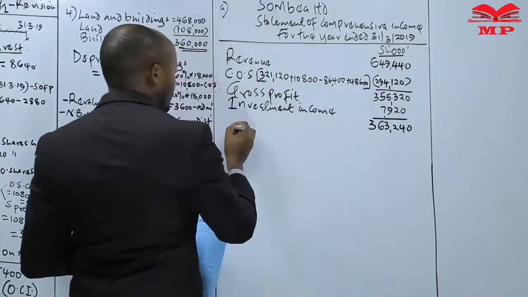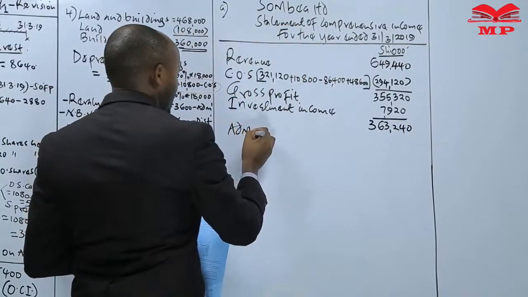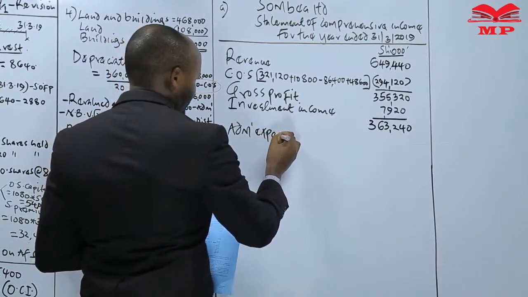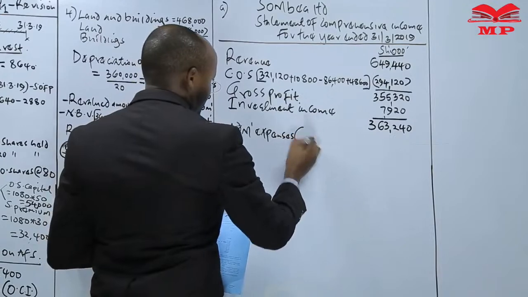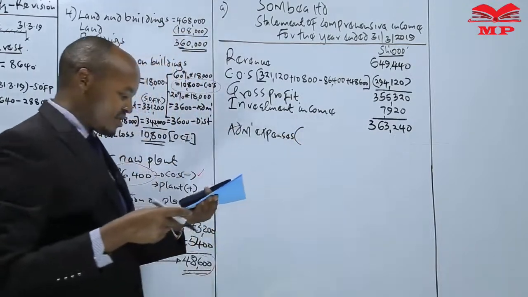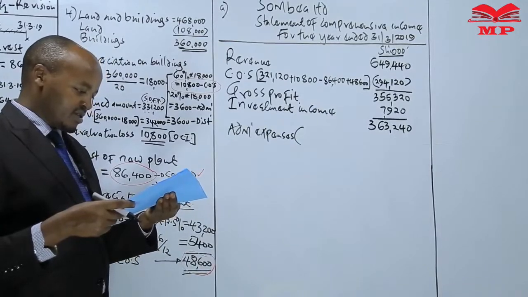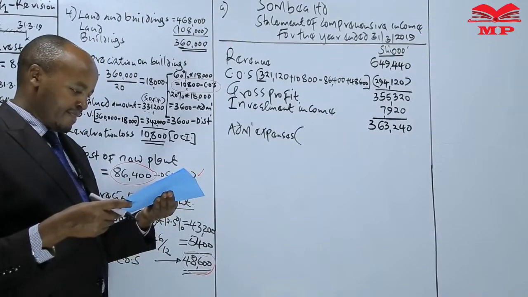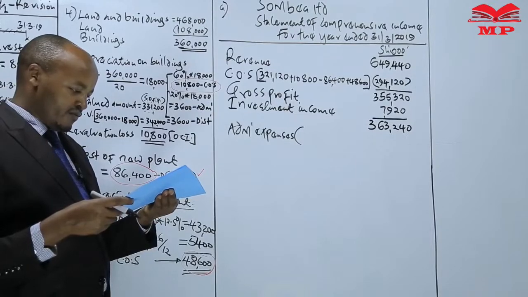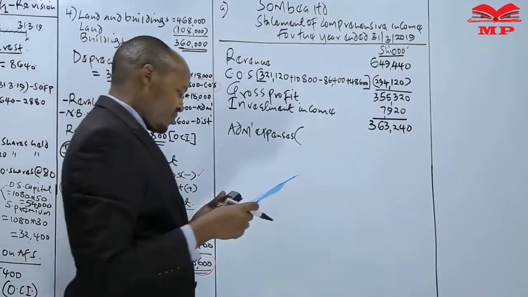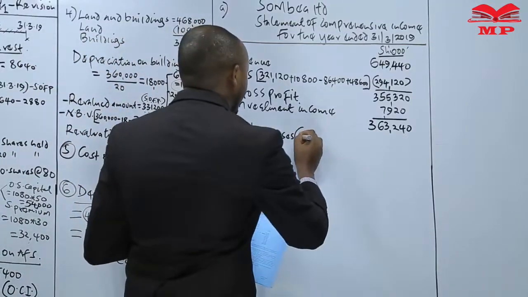And then to this we need to less the expenses. We start with the administrative expenses. For the administrative expenses, we need to take what we have in the trial balance. The administrative expense we are given in the trial balance is an amount of 45,000.